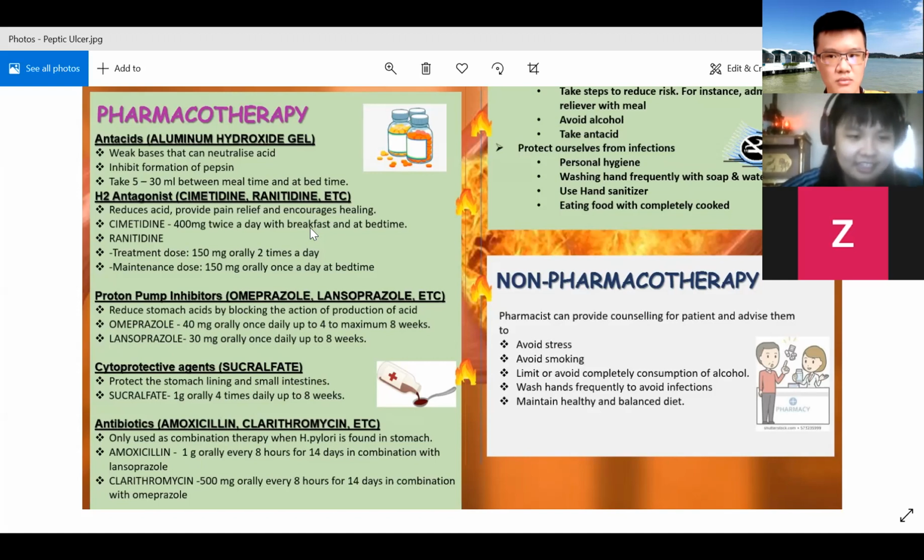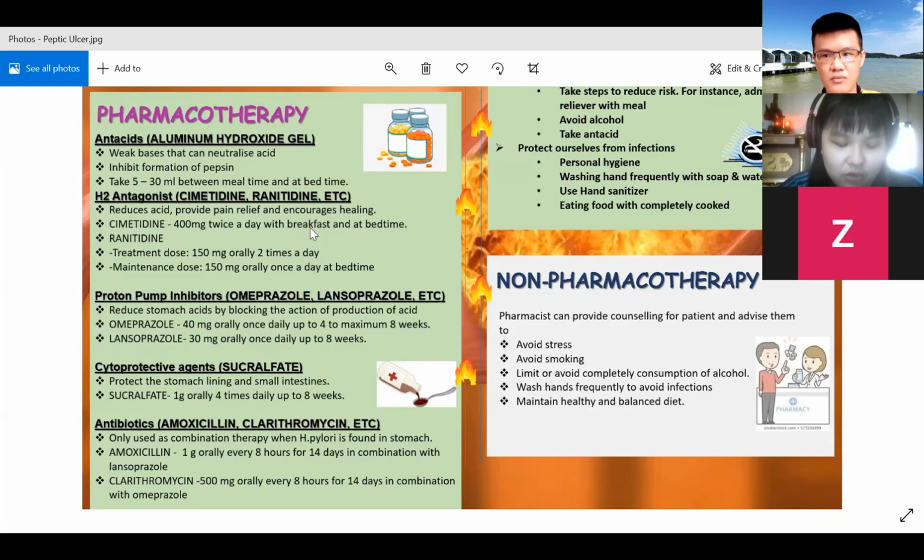Okay. The last class of this pharmacotherapy for peptic ulcer. Oh my god, I cannot pronounce. It is antibiotics. You only take antibiotics when there is a high H. pylori found in your stomach. It is a kind of bacteria. Antibiotics function to kill the bacteria found in your stomach, reduce stomach acid and protect stomach lining.